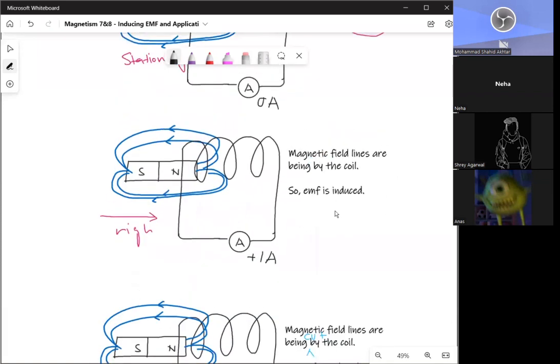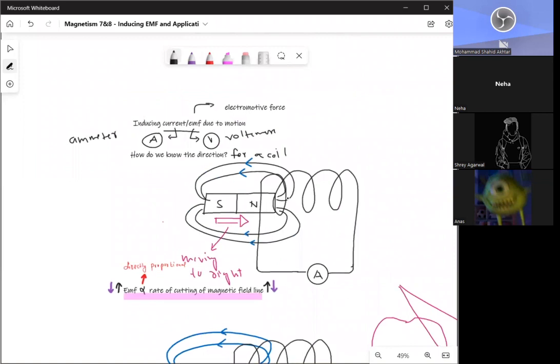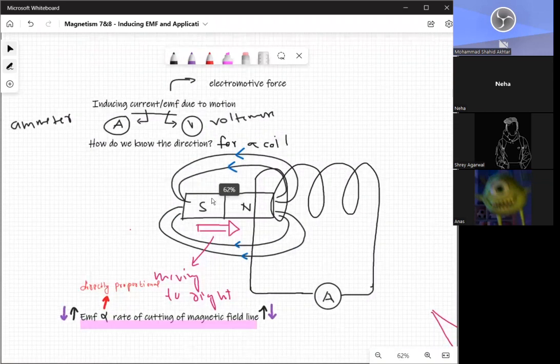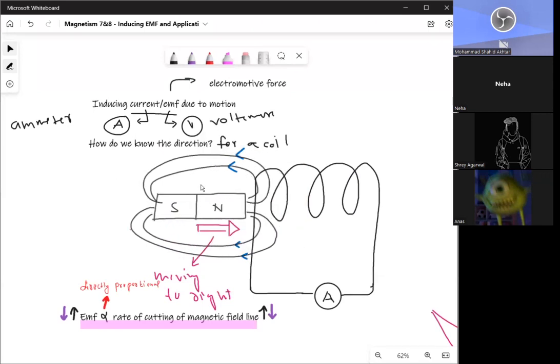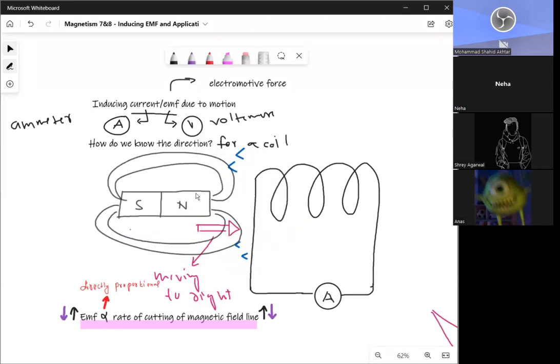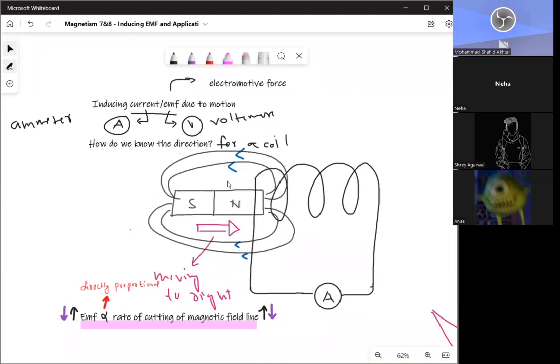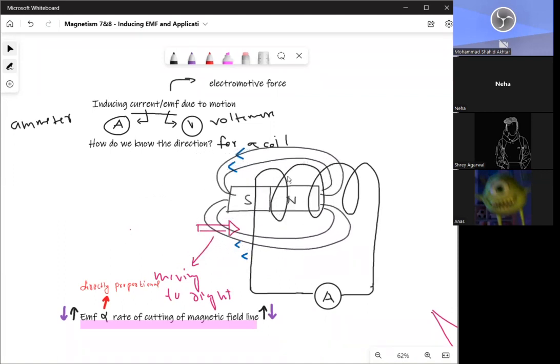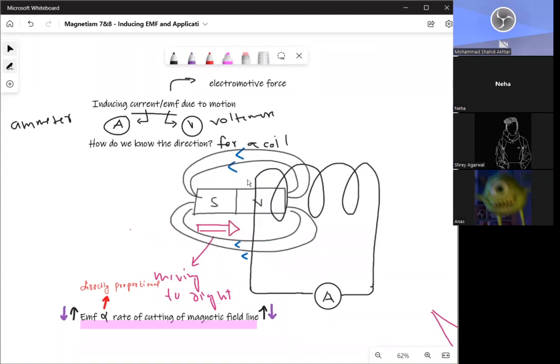Now, why are we getting an EMF? Because we were moving the magnet in the coil, and what this caused was, just a second. Can you see the magnet moving on the board? Yep. Now, if I move it to the right, it's moving to the right. Therefore, the field lines, are they cutting the coil?